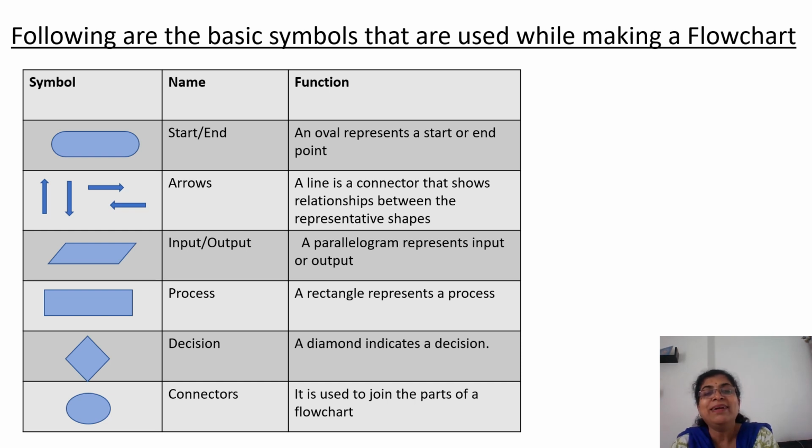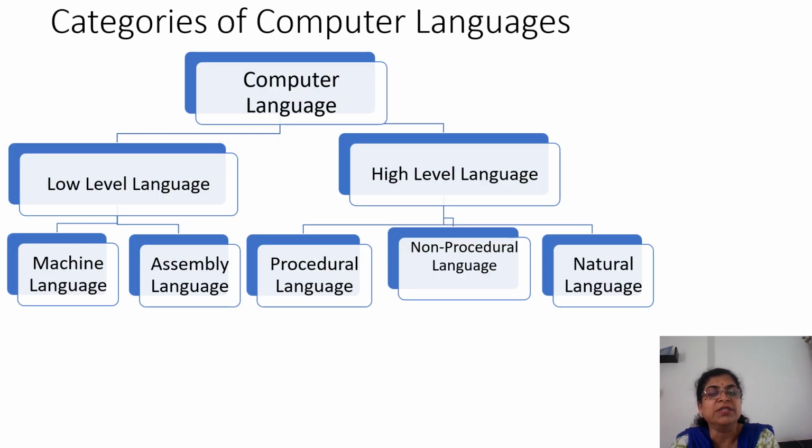problem. Then the decision box, which is also called a rhombus. A diamond indicates a decision box. Then a circle, these are connectors. It is used to join the parts of a flowchart. All this we have learned. We have drawn the flowchart on the basis of this.